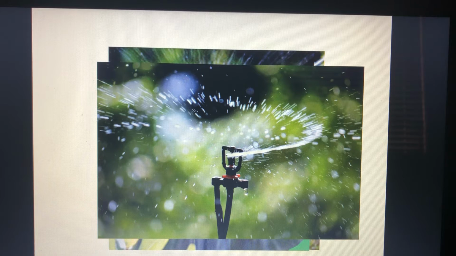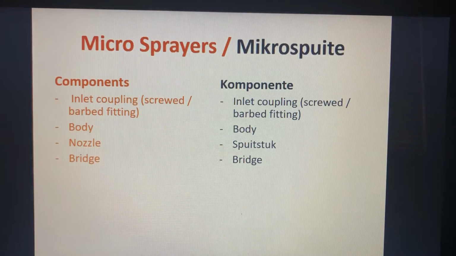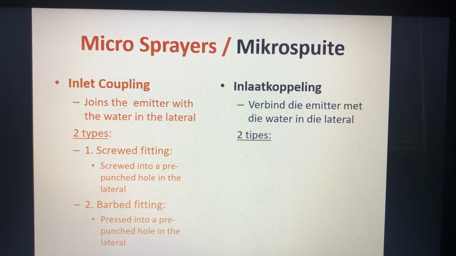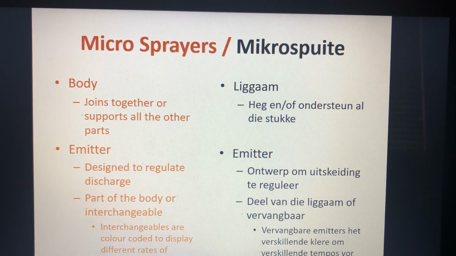So it's also important when you are working with micro sprayers to look at the colors and the catalog that is given with these colors, to make sure that you know what kind of micro sprayer you need to use for your crops. So 4 different components: the inlet coupling, as I said earlier, screwed or barbed. That inlet coupling is where you are putting your micro sprayer into your lateral line, and as I said earlier, it can be screwed in or just pushed in.